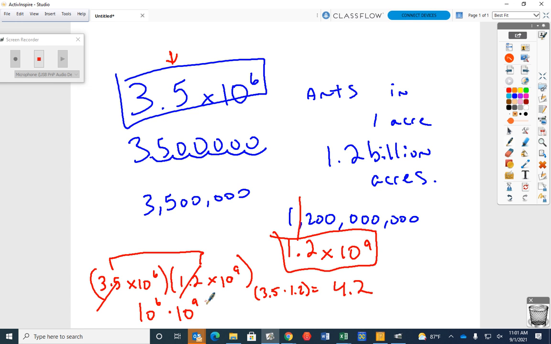Since they have the same base, 10, what do I do with those exponents? Add them. So 6 plus 9 gives me 15. So this would be 10 to the 15th. My final answer would be 4.2 times 10 to the 15th power. That's how many ants are in the rainforest. Of course, it's an estimate, but do you see how we were able to multiply those to find that?